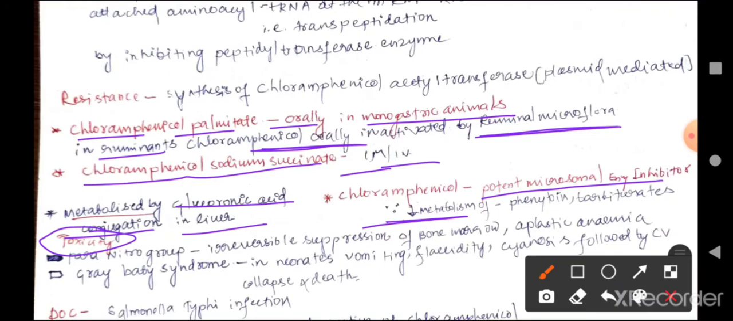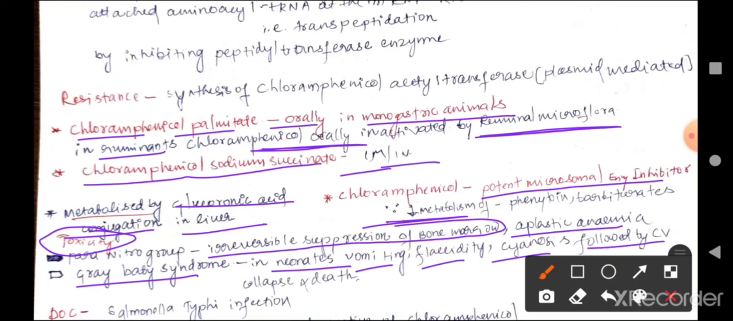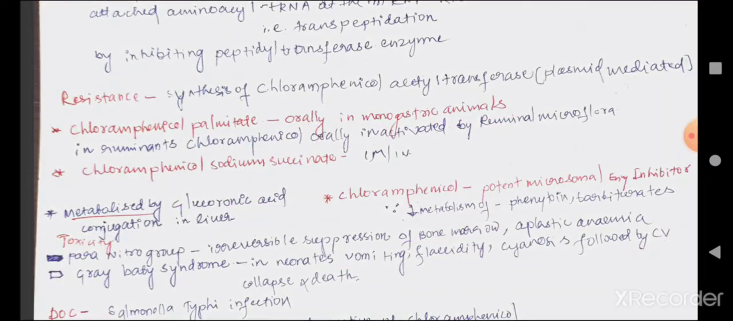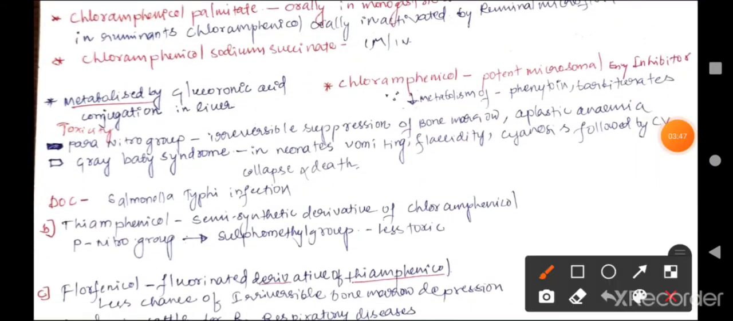Now let us come to the toxicity of chloramphenicol. Chloramphenicol contains a paranitro group in its structure, which is responsible for irreversible suppression of the bone marrow, which ultimately leads to aplastic anemia. The other toxicity noticed in neonates is gray baby syndrome, which is characterized by vomiting, flaccidity and cyanosis, followed by cardiovascular collapse and eventually death. Chloramphenicol is the drug of choice for treating Salmonella typhi infection.